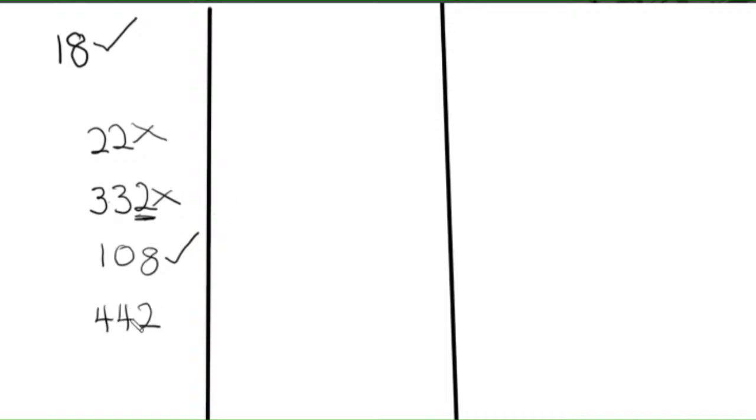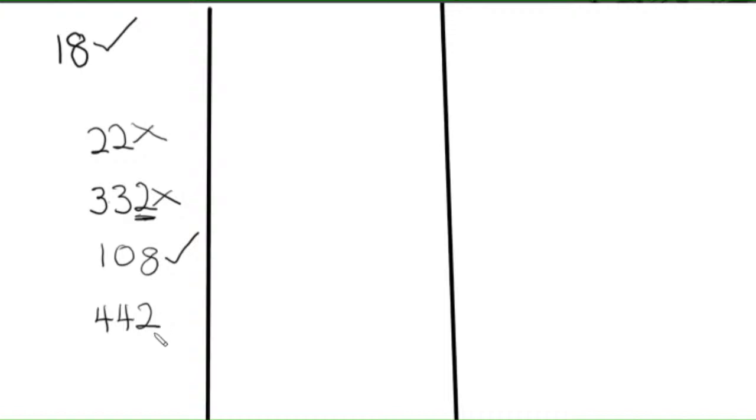This number 442 is an even number. It is an even number because it ends with an even number, which is 2. Now let's add all the digits and see. The digits are 4, 4, and then 2. 4 plus 4 is 8. 8 plus 2 is 10. Learners, is 10 divisible by 9? No, 10 is not divisible by 9.